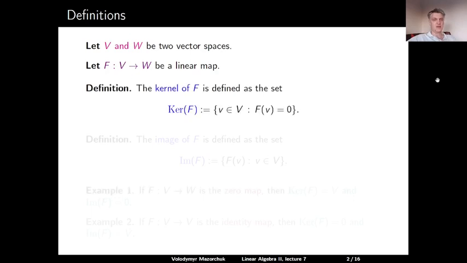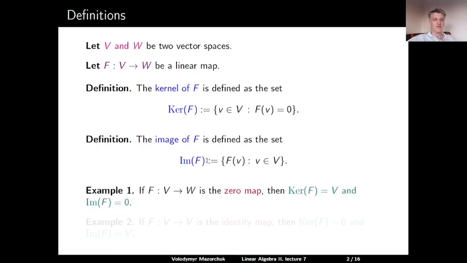Definition. The kernel of F is defined as the set of all vectors v in V which are sent by F to 0. So the usual notation is ker F. Another definition. The image of F is defined as the set of all vectors f(v), where v is an element in V. So this set is a subset of W, and the usual notation is im F.